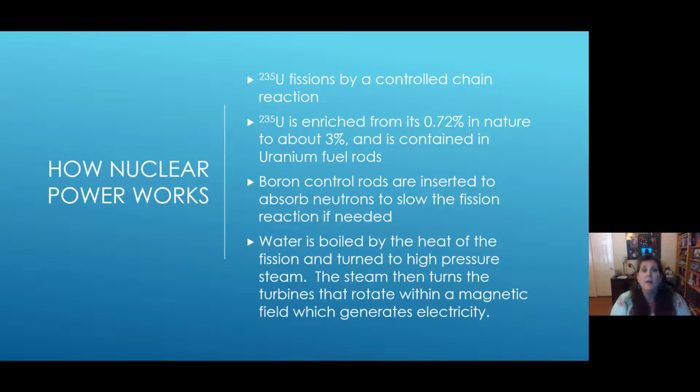And we produce enough heat that water is boiled by this heat of the fission. It's turned into steam. The steam then floats down pipes and turns the turbines that rotate within a magnetic field, which generates electricity. All of that is just like a carbon power plant with coal, right? Coal burning power plant. The whole point is to boil water.